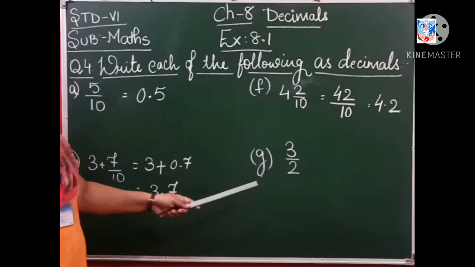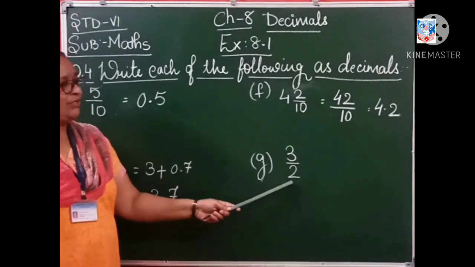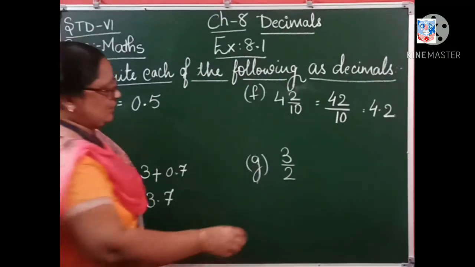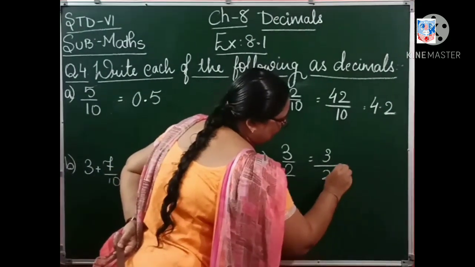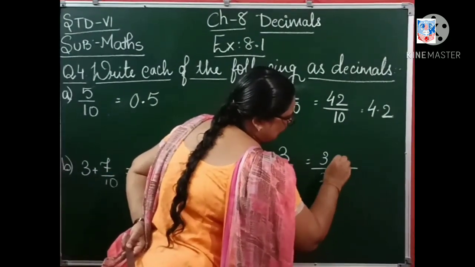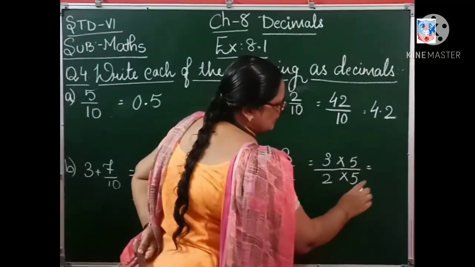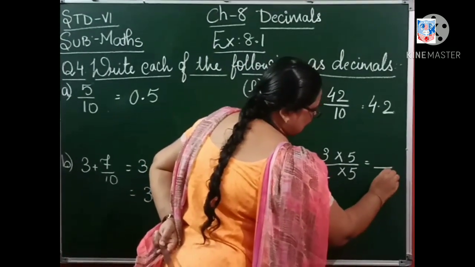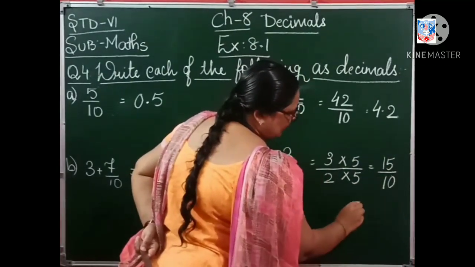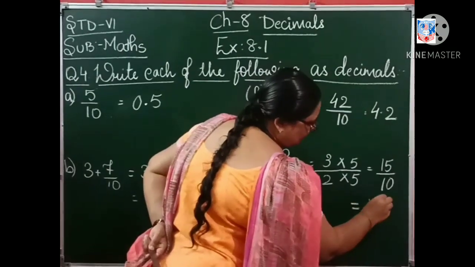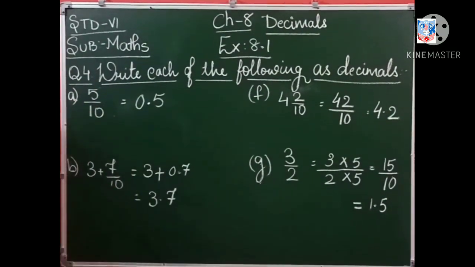Next, 3 by 2. Now already we have done this in the introduction. Now what we will do? We will convert 2 into 10. So 3 by 2 multiply by 5. 2 5s are 10. 3 into 5, 15. So 15 by 10, 1.5. Clear?